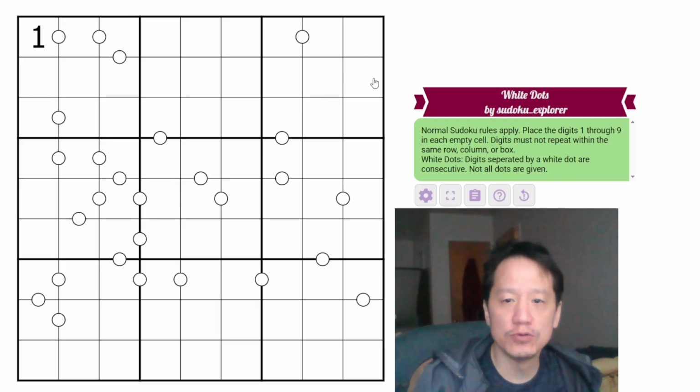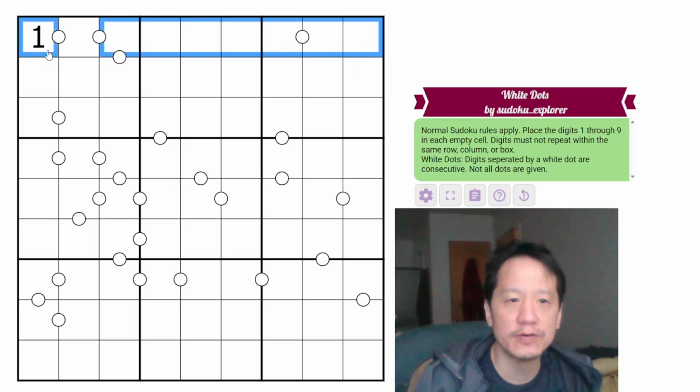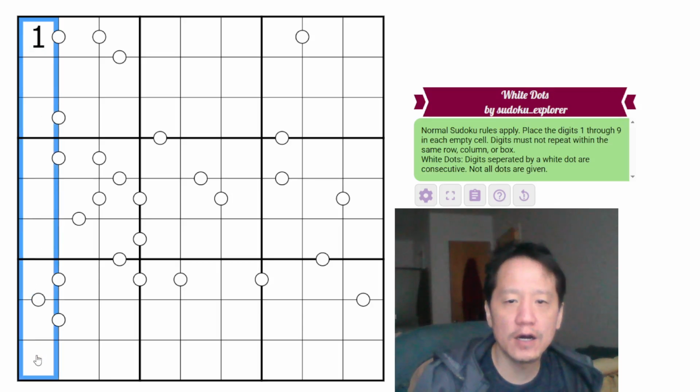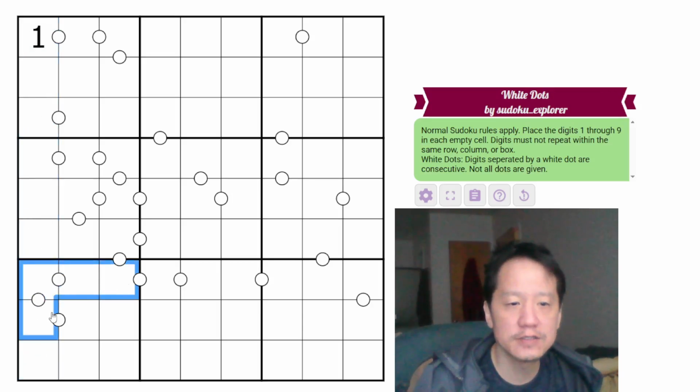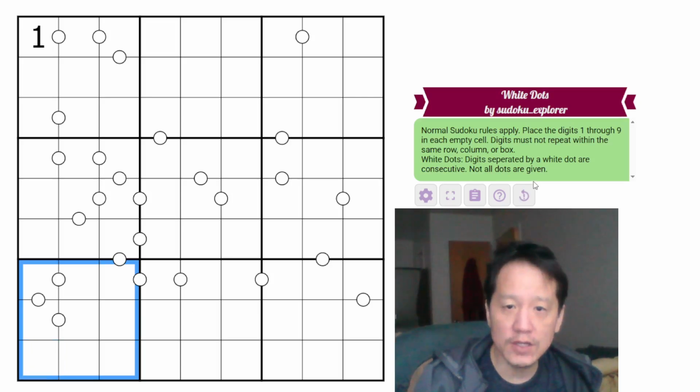Normal Sudoku rules apply. Place the digits 1 through 9 in each empty cell. Digits must not repeat within the same row, column, or box. White dots. Digits separated by a white dot are consecutive. Not all dots are given.